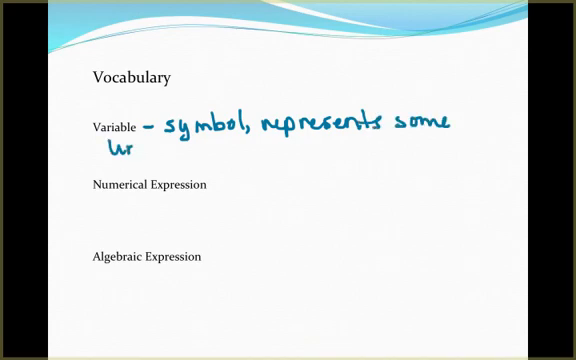So a variable is a symbol. Usually we're going to use letters. Sometimes that will be from our alphabet, sometimes maybe even the Greek alphabet. But it's a symbol that represents some unknown quantity or number. So I'm going to just put it represents an unknown quantity.